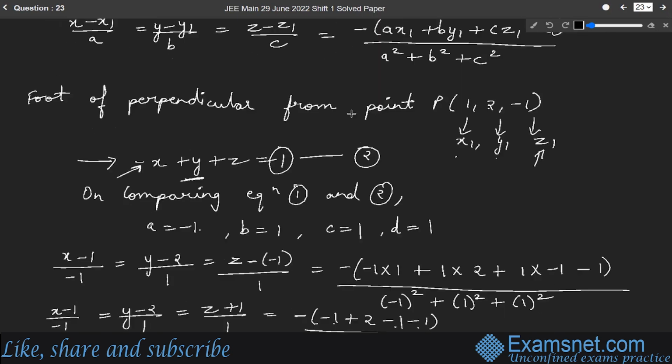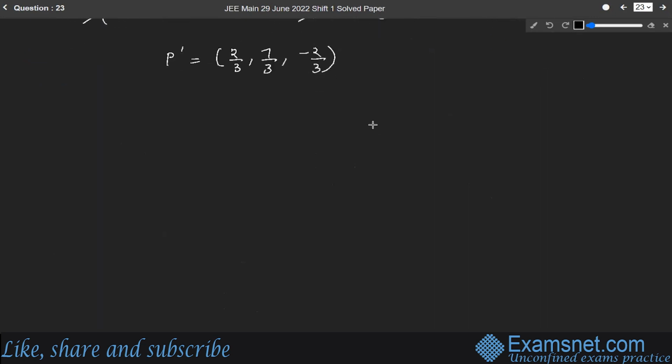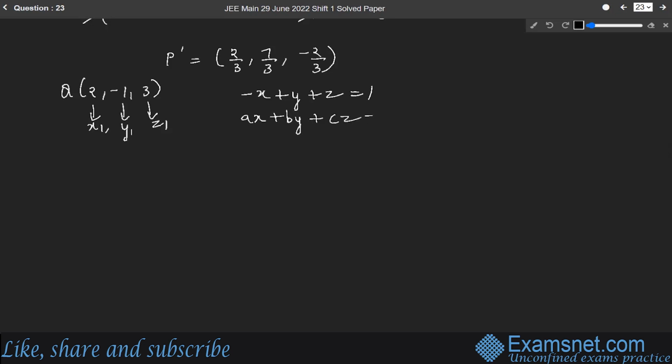So let us see what is point Q. Point Q is (2, minus 1, 3). So now we will consider this as x1, this as y1 and this as z1. And the equation of plane that is given in the question is minus x plus y plus z is equal to 1. When we compare it with the equation ax plus by plus cz is equal to d, this is the standard equation of plane. All right. So we get the value of a, b, c and d.